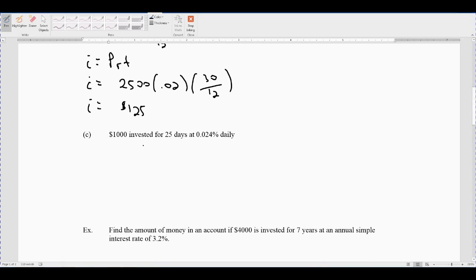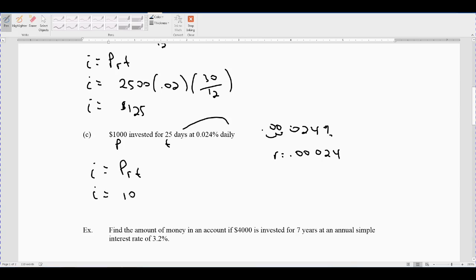Now $1,000 is invested. That's the principal. The rate is 0.024%. We need to convert that to a decimal, so move it two places to the left. So it's 0.00024, which is going to be our R. And the time is going to be 25 because these correspond, so we're going to leave it like that. They already correspond, so we don't have to do anything else to them.